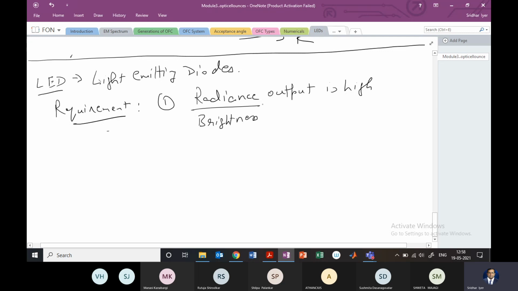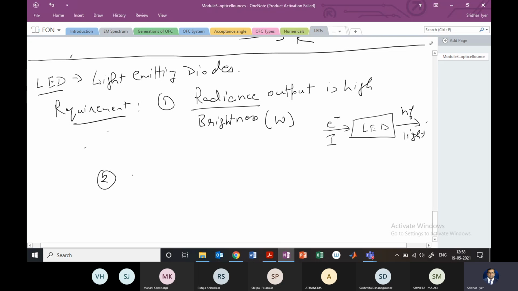It is usually measured in watts, and this is the optical power which is radiated out of the LED, right? So in an LED as a block, the input is going to be electricity, that is electrons, that is current, and the output is going to be the photons, which is nothing but light, right? So how bright this light is is known as the radiance, and we require this LED to have very high radiance or high brightness, right?